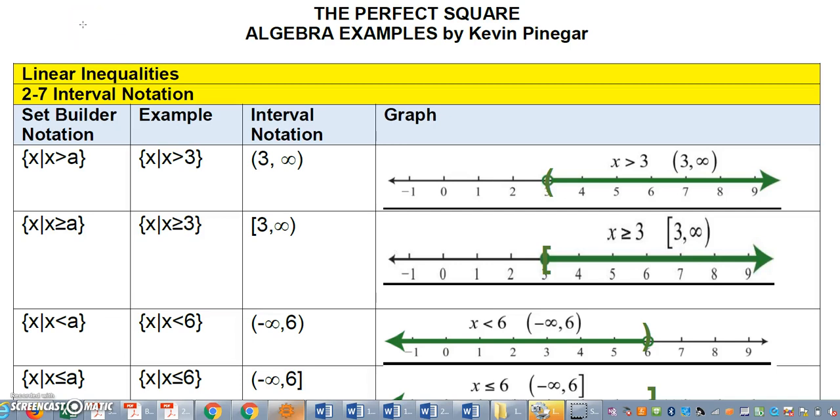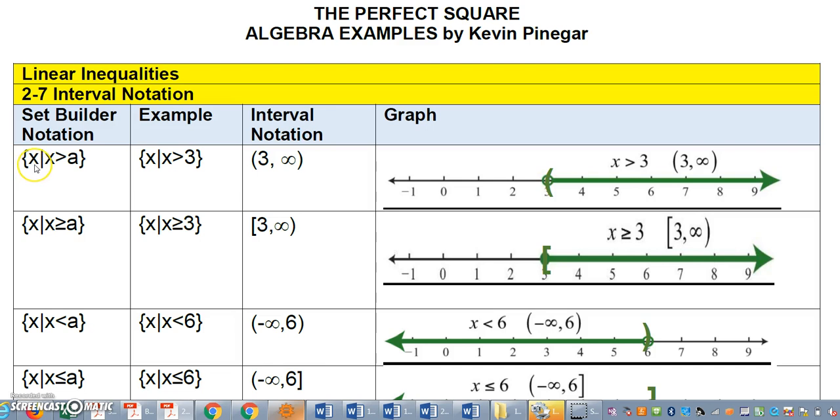Okay, soon we're going to talk about solving linear inequalities involving one variable. And the solution to a linear inequality involving one variable is generally a set of numbers rather than a single number. So before we get into solving those linear inequalities, let's talk about how we represent those sets of numbers.